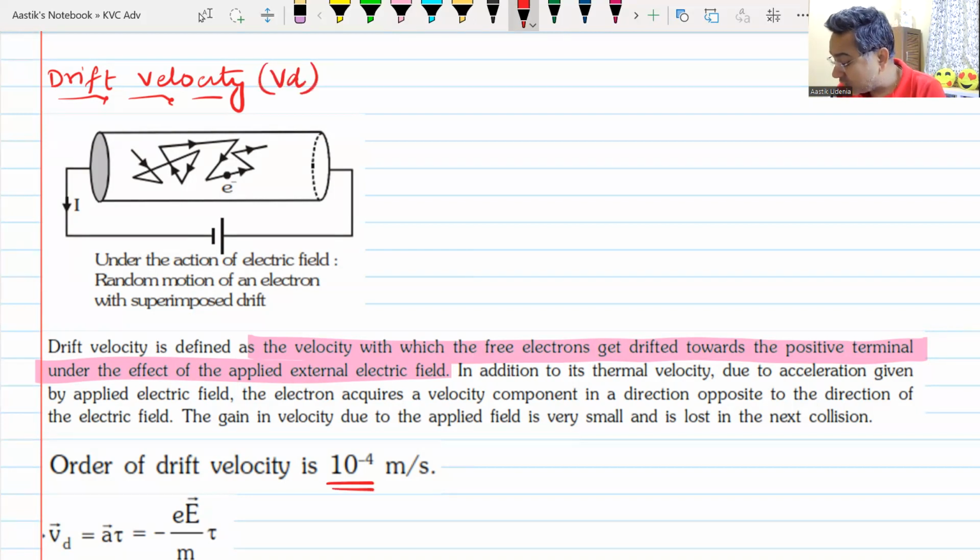The order of drift velocity is very small, 10 raised to the power minus 4. Remember that thermal velocity was 10 raised to the power 5 meter per second. The drift velocity is very small compared to that. Remember, this is an important fact.